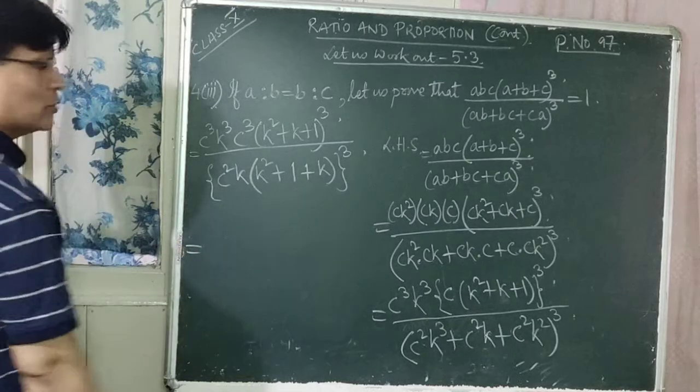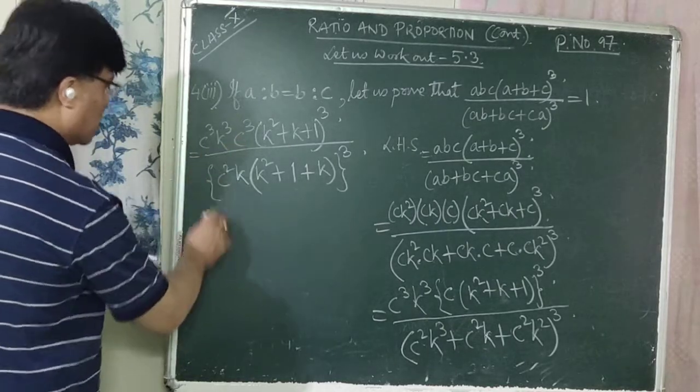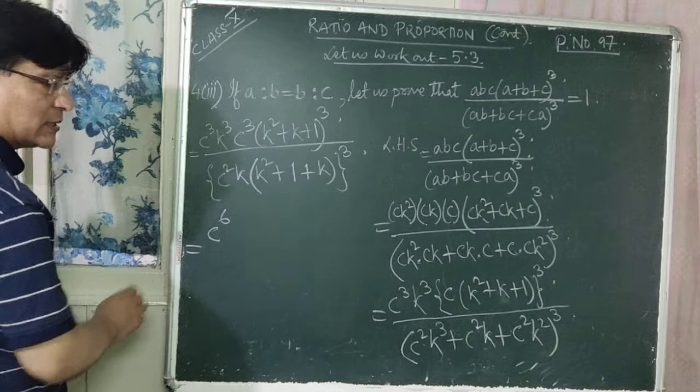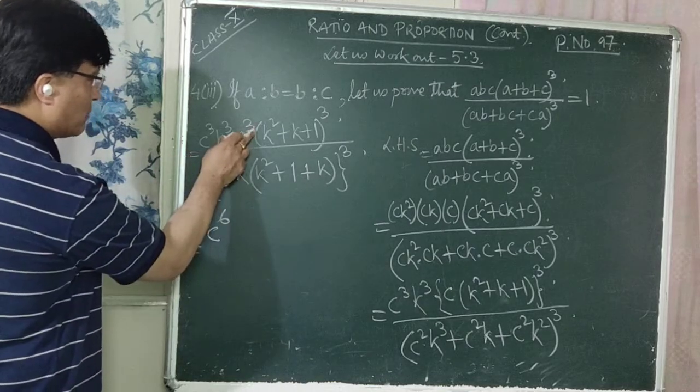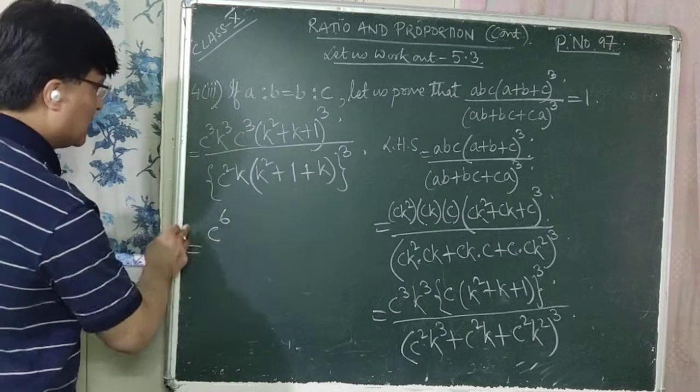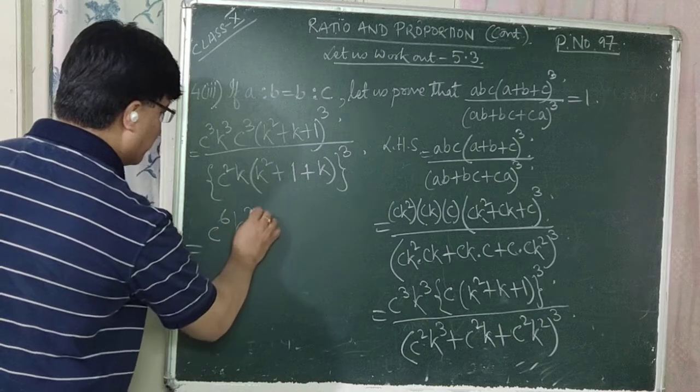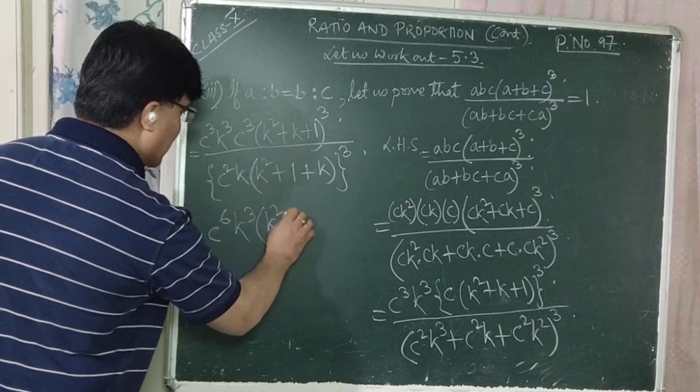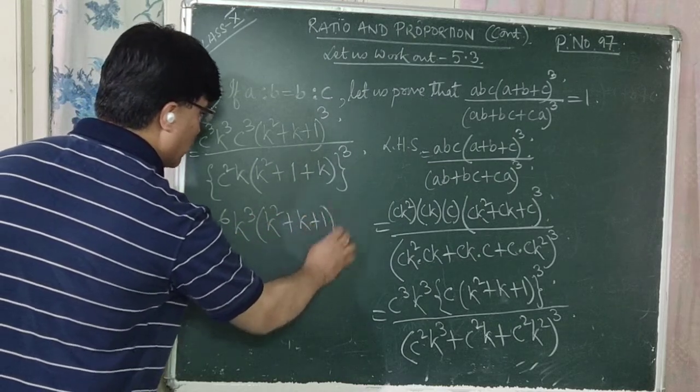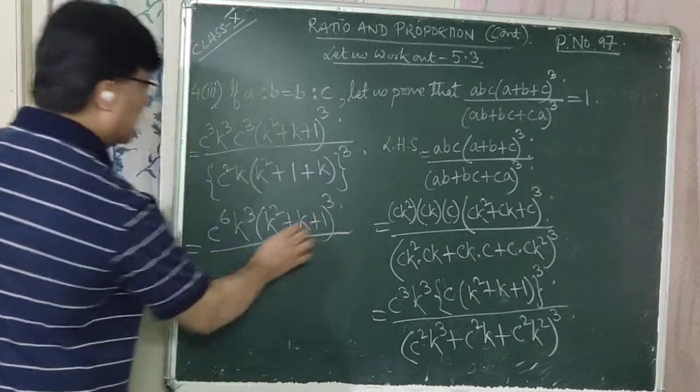Now, which is equal to, what is c cube into c cube? c to the power 6. If these two are multiplied, powers will be added. c to the power 6 into k cube into (k square plus k plus 1) whole cube divided by.